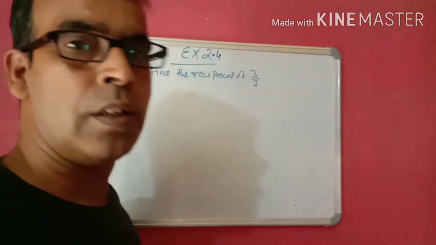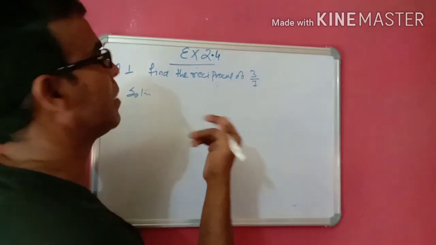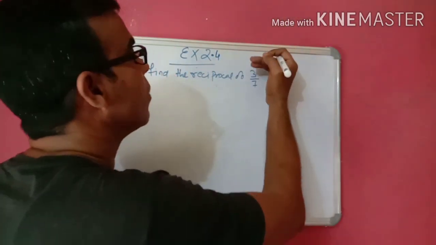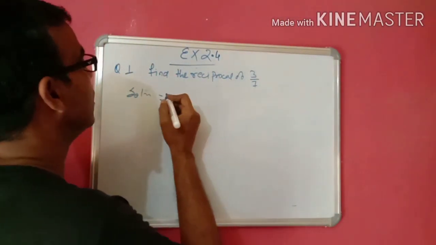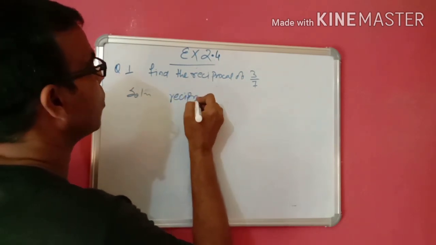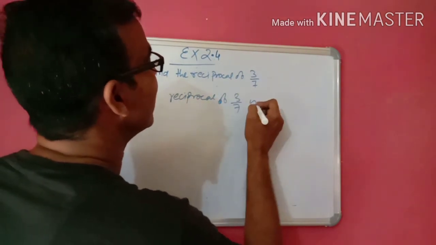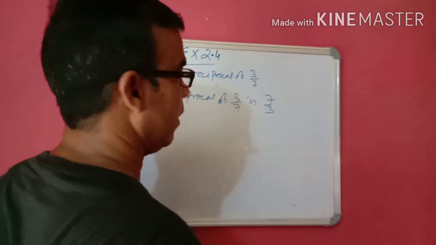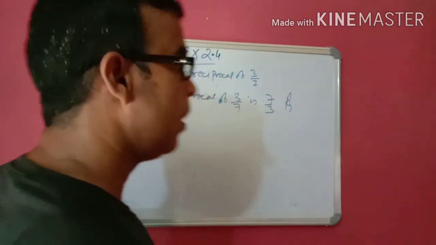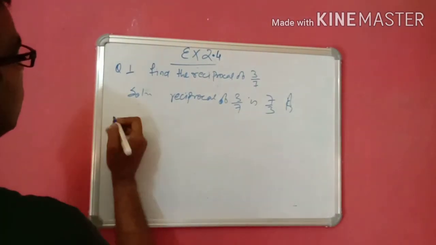Now exercise 2.4, it is given: find the reciprocal of 3 by 7. Simple. Reciprocal means the denominator will go up and the numerator will come down. So I can write the reciprocal of 3 by 7 is 7 by 3. Now go for question number 4.